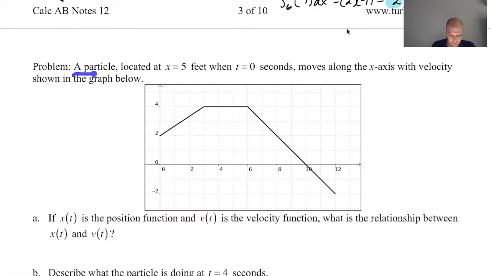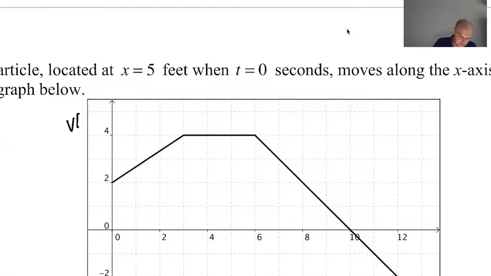Problem. A particle is located at x equals 5 feet when t equals 0 seconds. So x equals 5 feet when t equals 0. That's like an ordered pair on the position function. The position is 5 when t is equal to 0. It moves along the x-axis with velocity shown in the graph below. So we are given the velocity. So this is a graph of v of t.